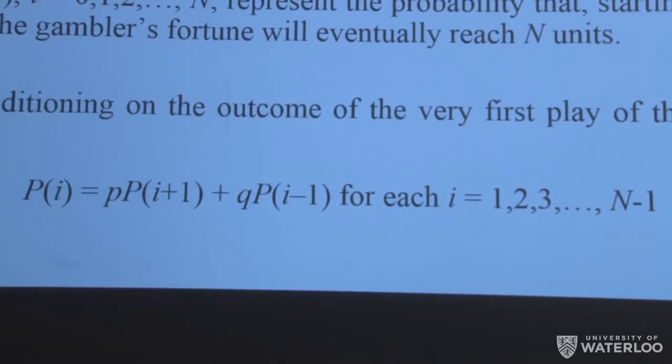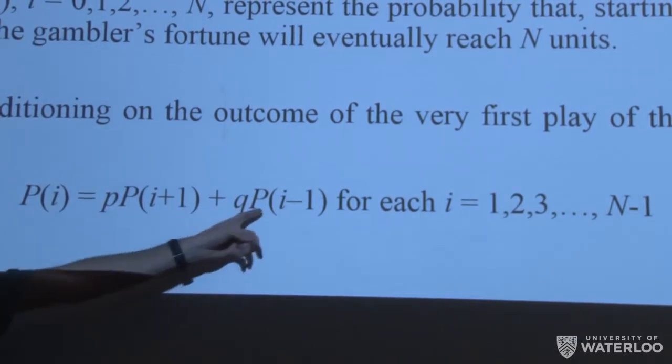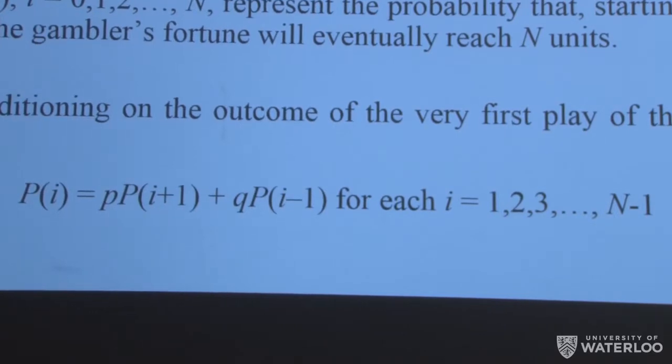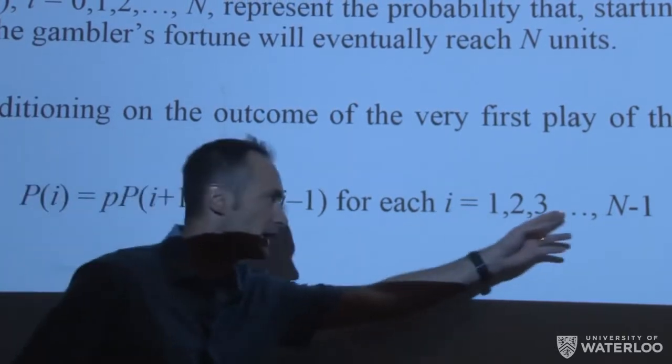And then, since the game is independent of the previous game, really we're starting again. You could think of it as starting from scratch, but this time with I plus $1 as your starting point. And then we have the corresponding probability: if we lose $1, or lose a unit, then we're starting off at I minus 1 for the second game. And this holds true for every intermediate value of I ranging from 1 up to N minus 1.